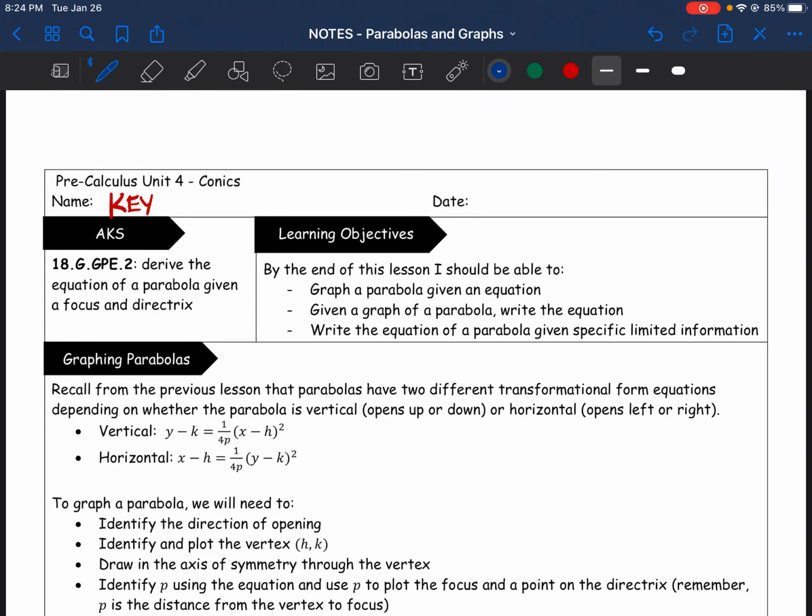In today's video, we're going to be looking at graphing parabolas and also, if given certain information about the parabola, writing its equation. Let's go ahead and get started.